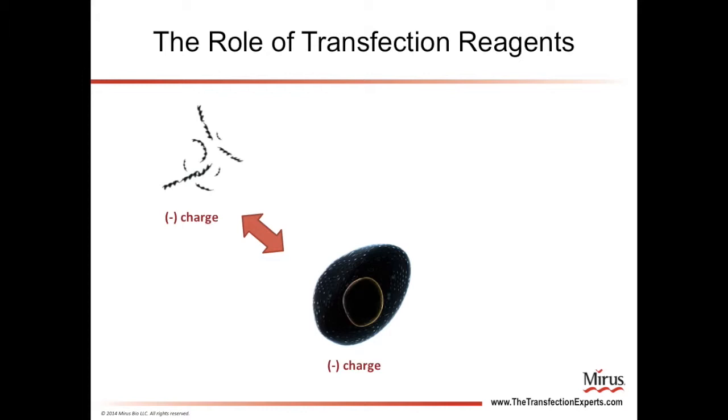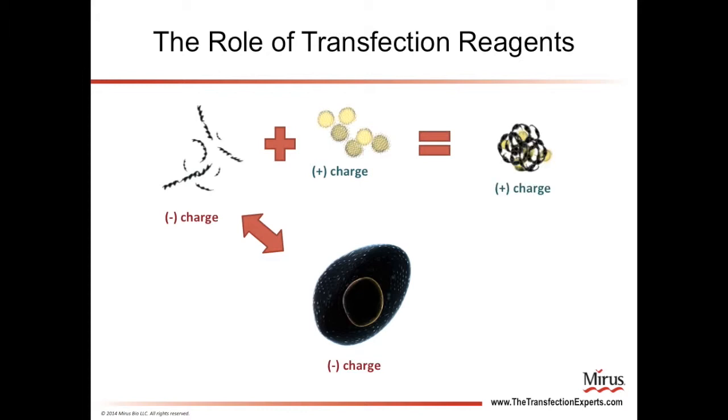So in this process, the role of the reagents, which are typically made up of positively charged chemicals, is to neutralize the negative charge on the DNA. The resulting combination of reagent and DNA is referred to as a transfection complex. This complex has a net positive charge which enables it to be taken up by cells.